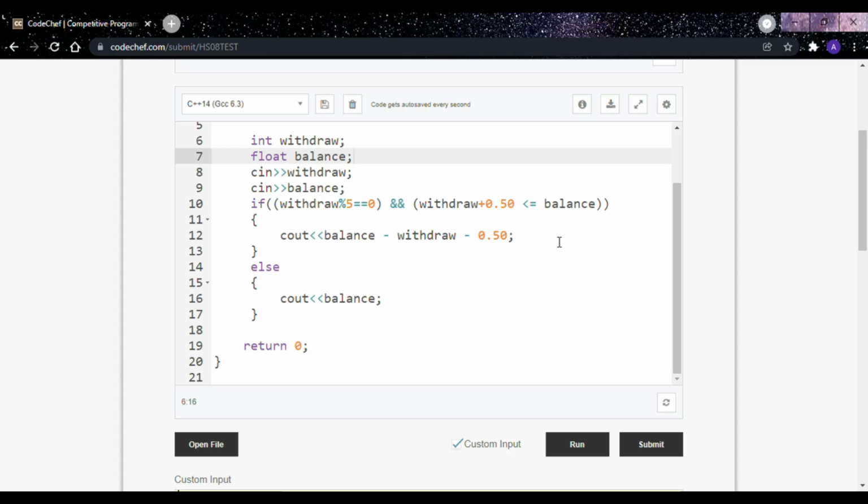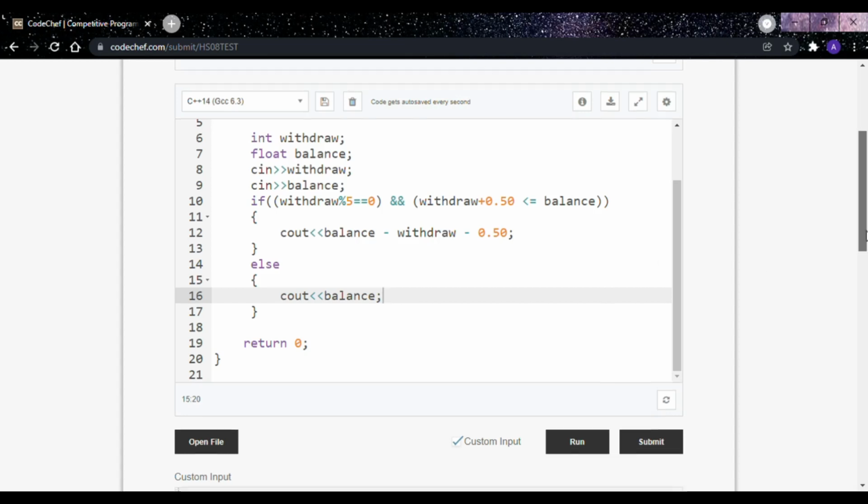Now for printing the balance amount, what we did is we subtracted the withdrawal amount from the initial balance and then we subtracted the bank charges, which are 0.5. Now if these conditions get satisfied, well and good, but if in case they don't get satisfied, we have an else condition. The else condition will directly print the initial account balance as the transaction cannot be completed.